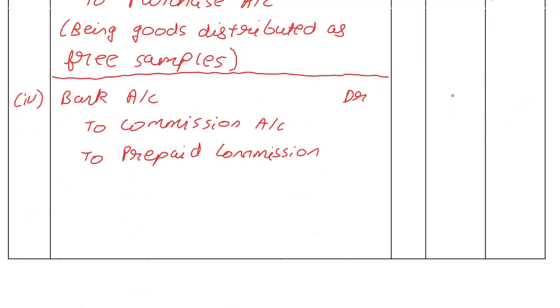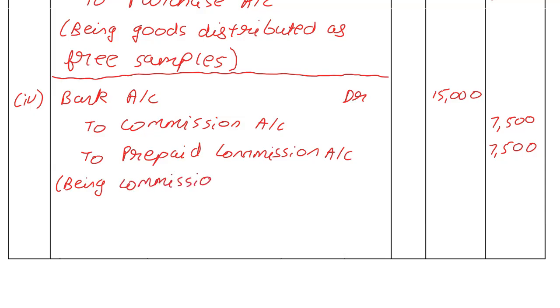So I can just say 15,000 and 7,500, prepaid commission account 7,500, being commission received.